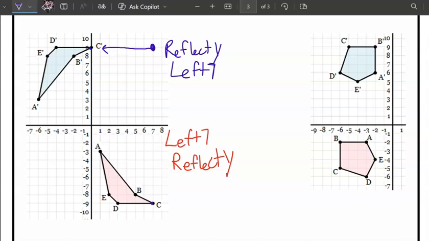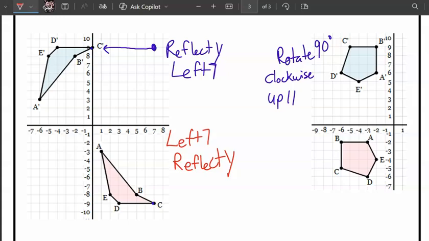Okay, on this one, to get from A to A prime, we first rotate 90 degrees clockwise. And then go up 11. Or we could say that you rotate 270 degrees counterclockwise. And then up 11.